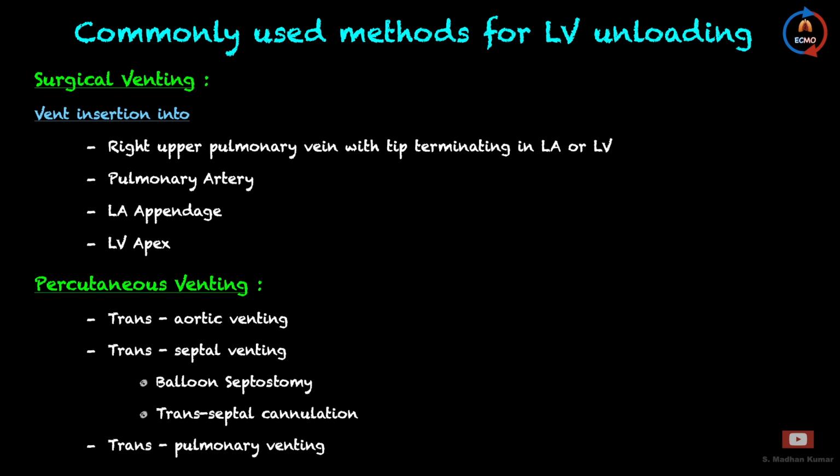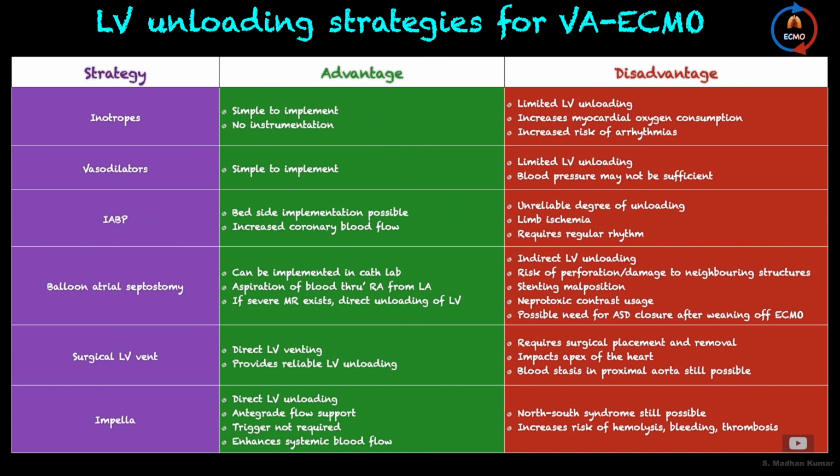Transpulmonary venting involves the insertion of a variably sized, usually 10 to 15 French catheter, via the right internal jugular vein into the pulmonary artery, which is then connected to the access line of the ECMO circuit. In this table, you can see various LV unloading strategies for VA ECMO with their own advantages and disadvantages.